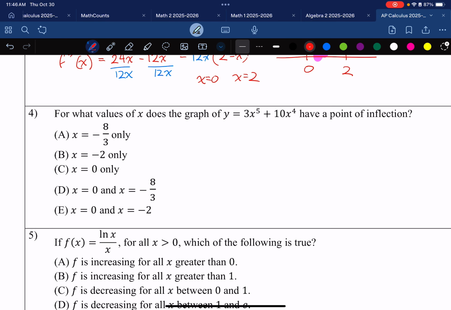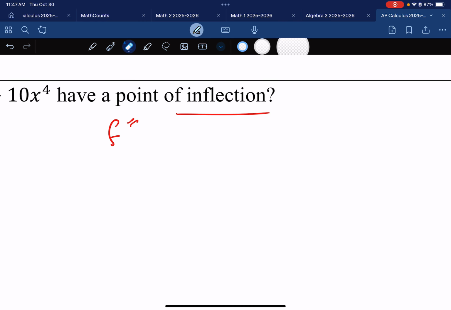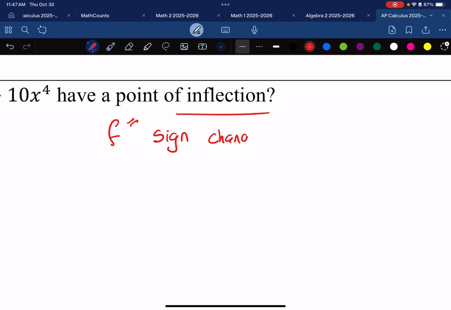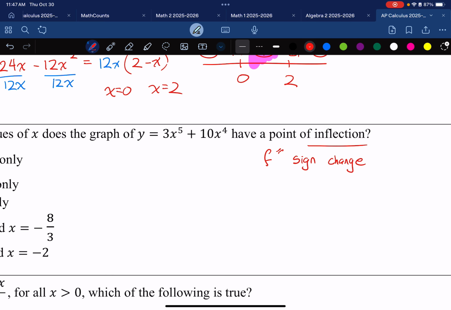In question number 4, we're looking for a point of inflection. A point of inflection is where f double prime has a sign change. And my pen is really not working. Let me see if I can go ahead and try that again. Sign change. There we go. F double prime, and we only have y.